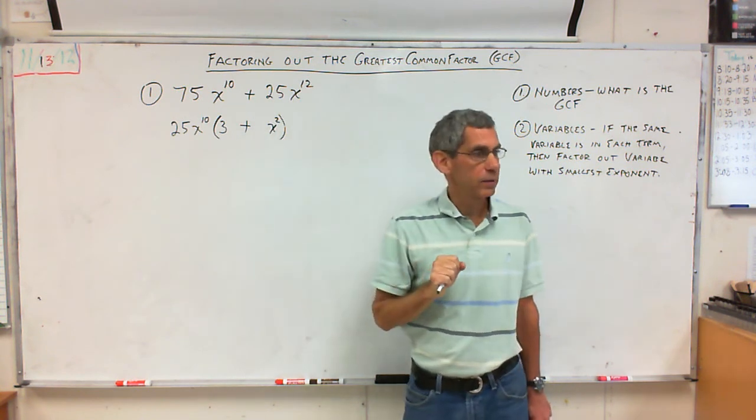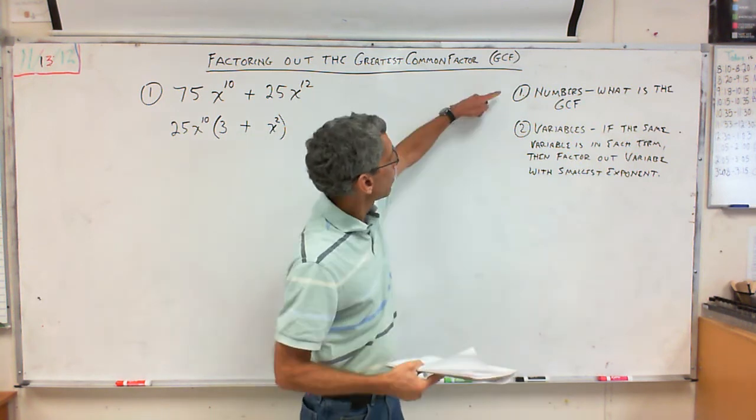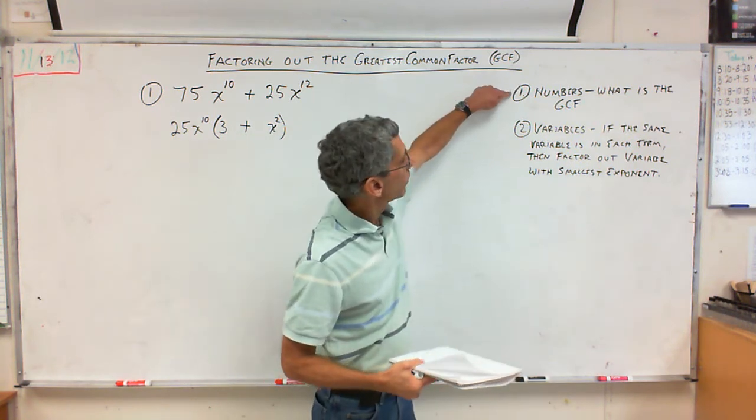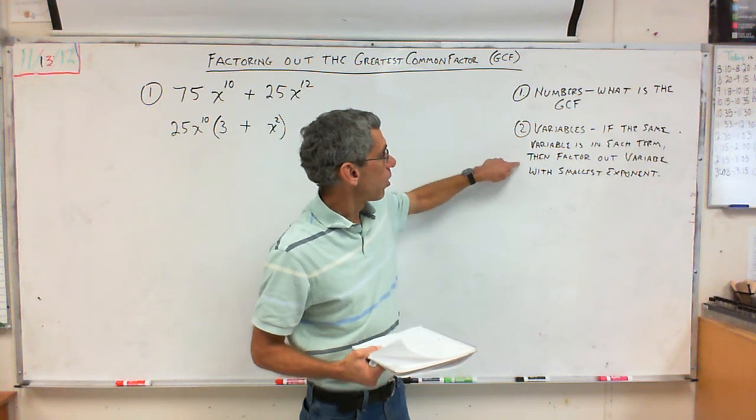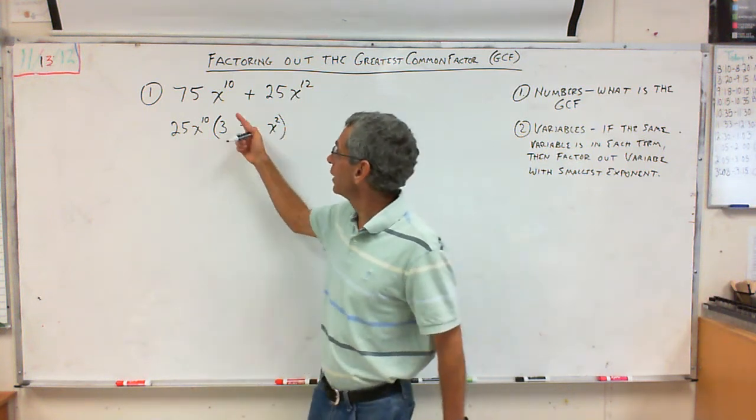So that's pretty basic, right? Those are the 2 things you need to know. First, deal with the greatest common factor of the numbers. Second, deal with the variables. And it's always going to be with the variables.